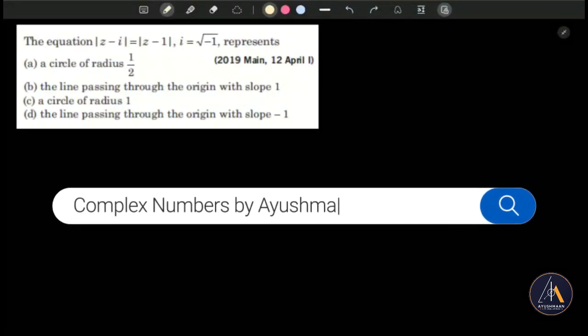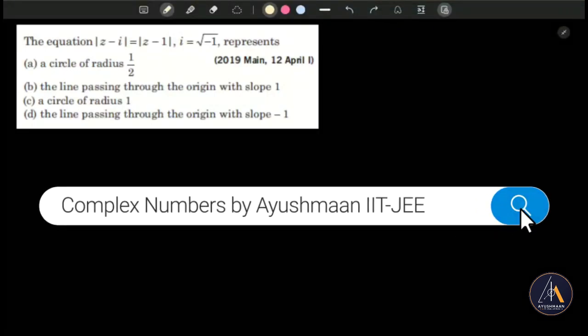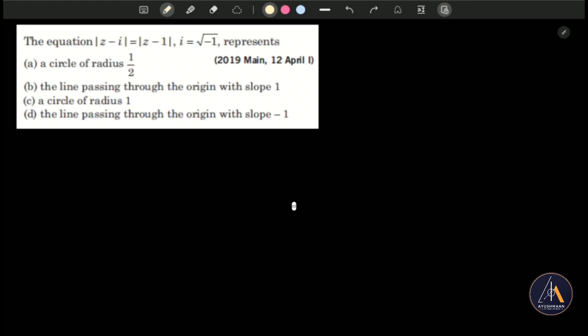So in this question, we are given that the equation modulus of z minus iota equals modulus of z minus 1, where iota equals root under minus 1. We have to say that this equation represents which one of the following. So this first equation that is given is modulus of z minus iota equals modulus of z minus 1.